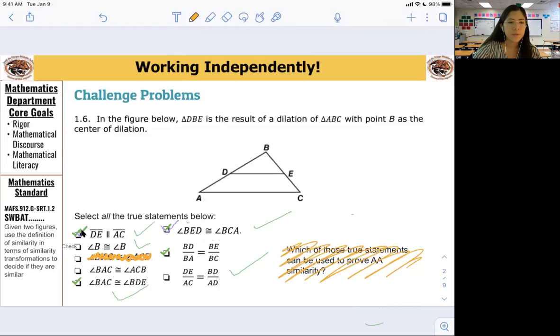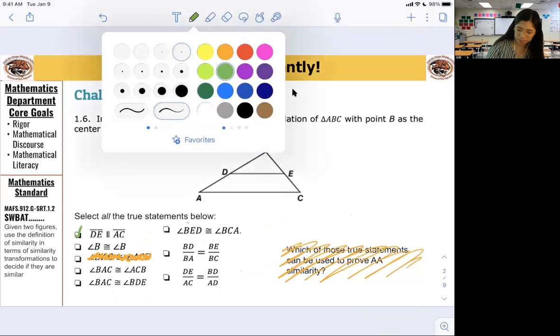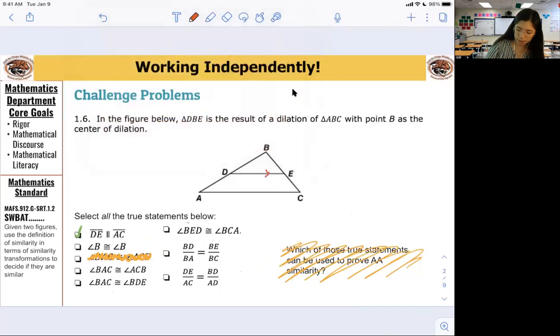Okay, so the first one is definitely, yes, that is correct. Let me go ahead and clear the drawings. First one is correct. DE is parallel to AC. And that's because it was a dilation. And we know that dilations create parallel lines.